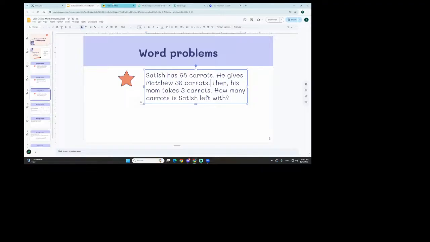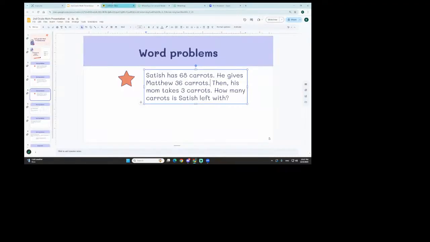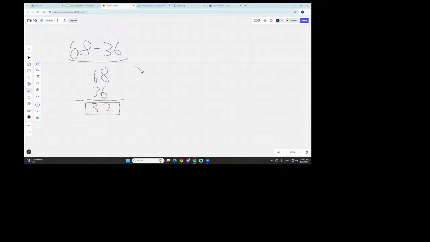So we first get 32, then his mom takes 3 carrots. So if she's taking 3 carrots, then that's 32 minus 3. So 32 minus 3, and we can count backwards. 32 minus 3, we get 31, 30, 29. So we get 29. That's the answer. 29.